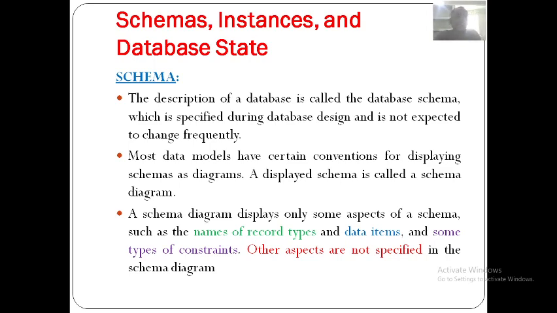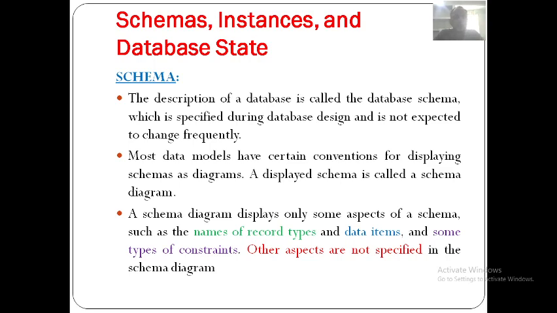Next is schemas, instance, and database state. Schema: the description of a database is called the database schema. The description of a database is called the database schema. What is the meaning of this? The description of the database.